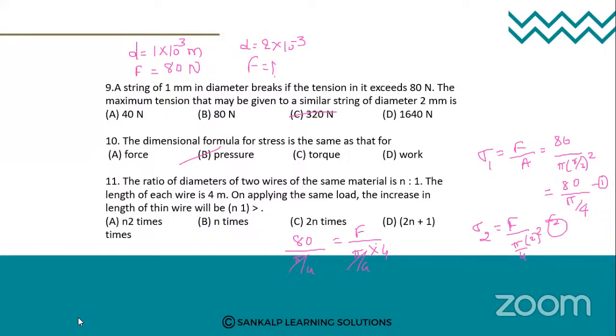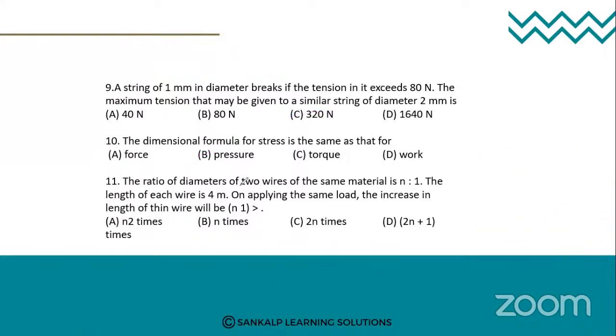Okay, going for the last question for today's class. See the question here, students. The ratio of the diameters of two wires of the same material is given as n:1, that is n by 1. The length of each wire is 4 meters. On applying the same load, the increase in the length of the thin wire will be: N times, N square times, 2N times, or 2N plus 1 times.